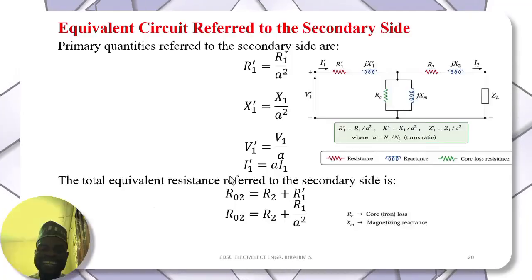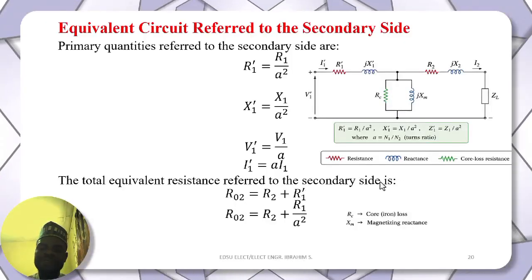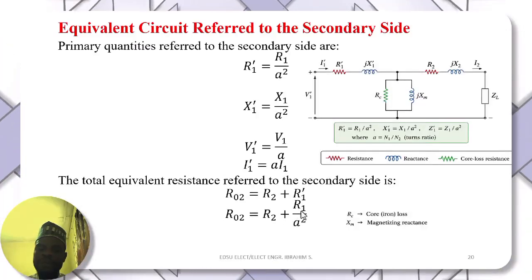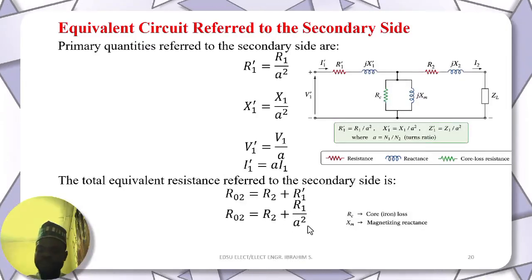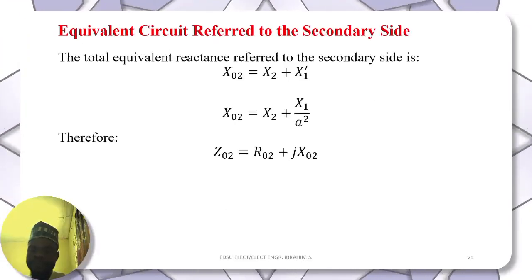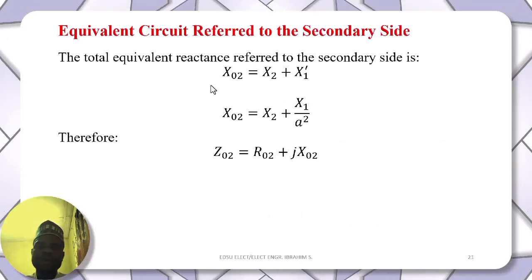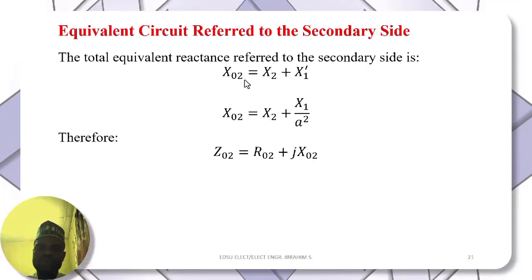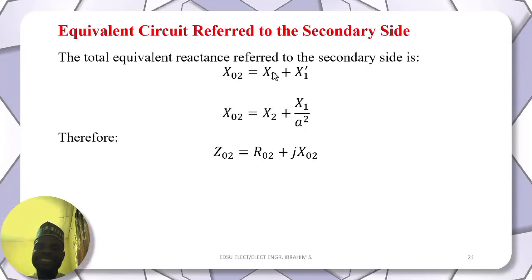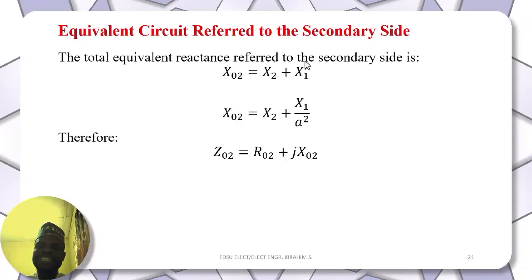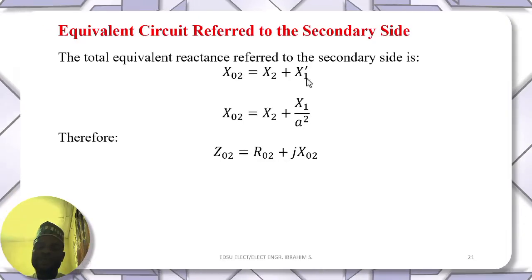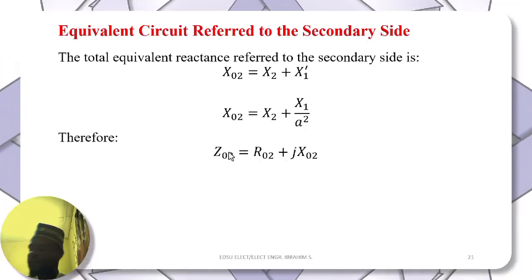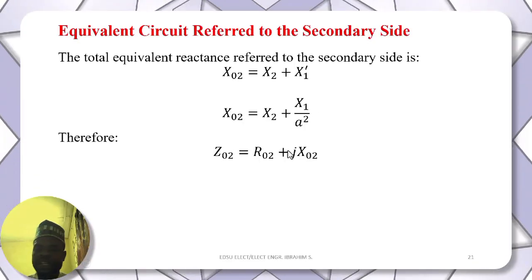Now our total equivalent resistance referred to the secondary, we have R2 plus R1 prime, and we know our R1 prime to be R1 divided by A squared, that is turn ratio squared. So, equivalent circuit referred to secondary, continued. Our reactance X02 is the reactance at the secondary plus the reactance at the primary when referred to the secondary. So this is denoted by this. Then the impedance is this.